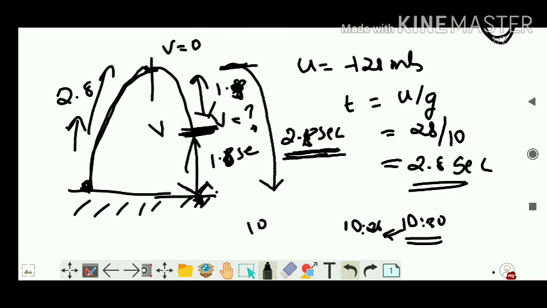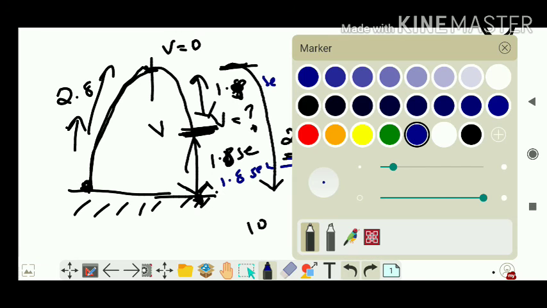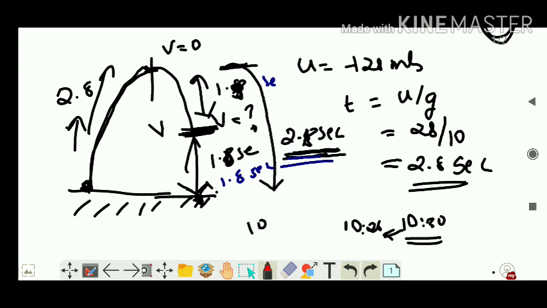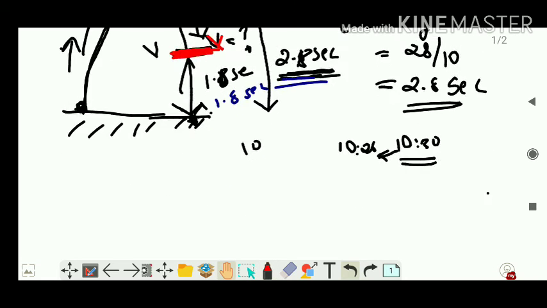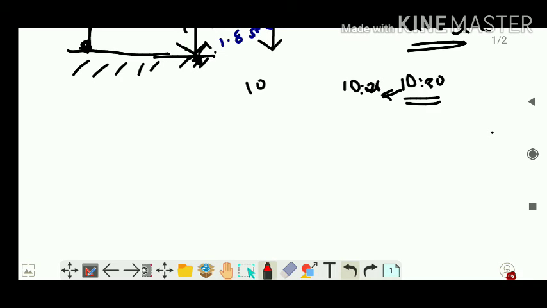Clear? If this is not clear I will write it with another color, guys, because all are black. So this is 1.8 second. This is an interval of 1 second, because 1.8 plus 1 becomes 2.8. So 1 second before 2.8 seconds means the velocity is asked at this point. Clear? So what velocity equation do I have to use? How can I solve that? Now you have got a picture, right?